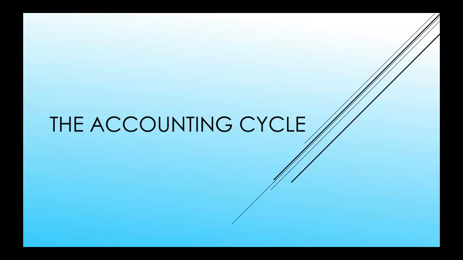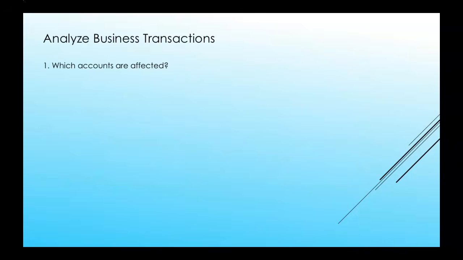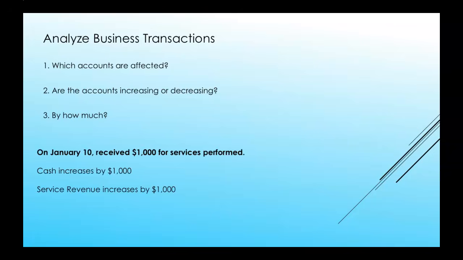Let's talk about the accounting cycle. So there's 9 steps in the accounting cycle. Your first step is to analyze business transactions. So when you're analyzing business transactions, you need to be thinking about, okay, which accounts are affected? Then, are these accounts increasing or are they decreasing? And by how much?